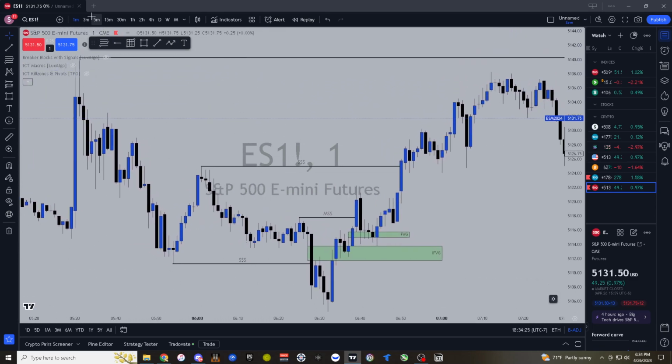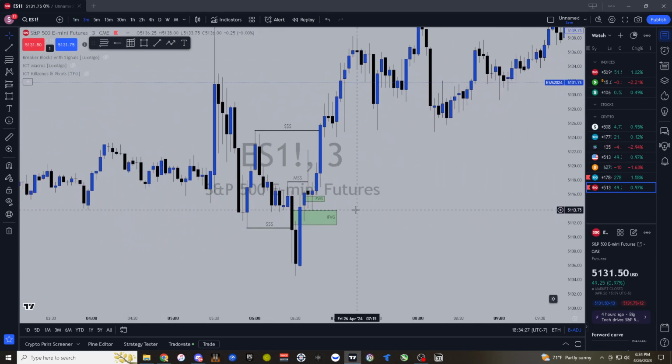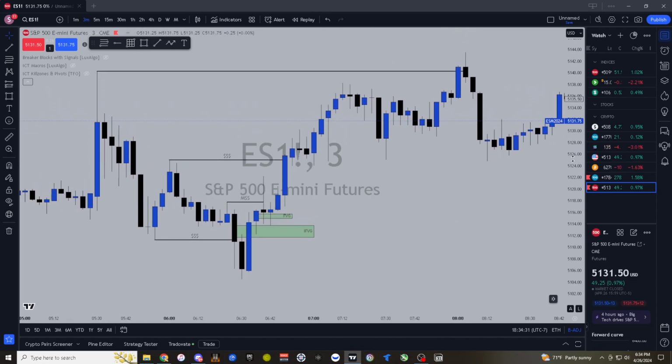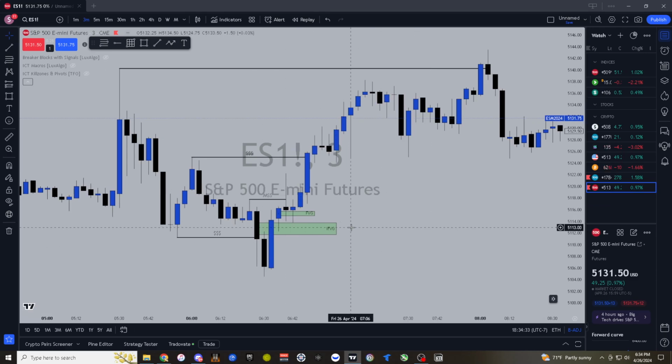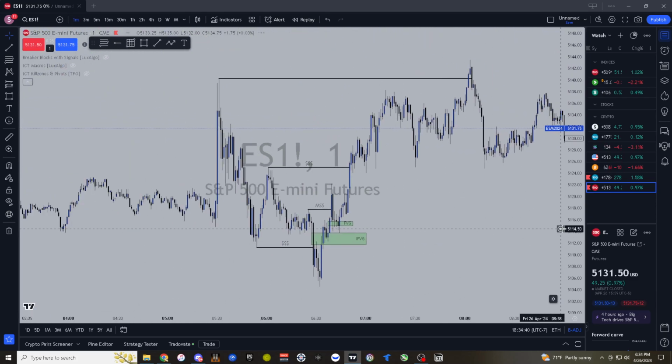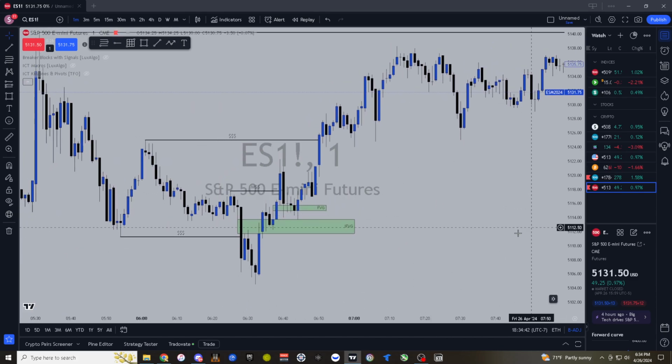This setup, look how clean this is. This happens every day. Every single day something like this will happen. It is up to you to wait for it to happen. Identify it and enter. Apply risk, and that's it. The market's going to do what the market's going to do. You're just there to follow it.